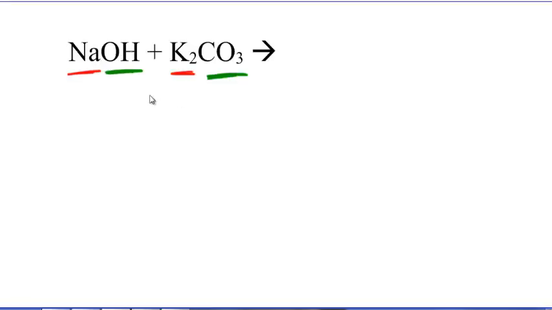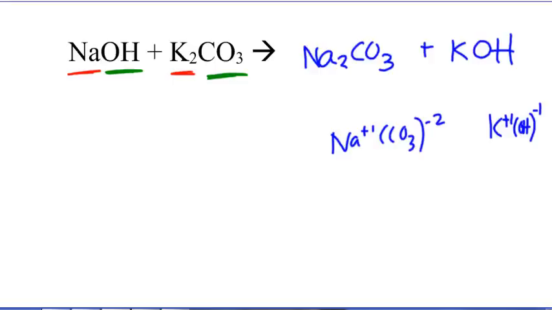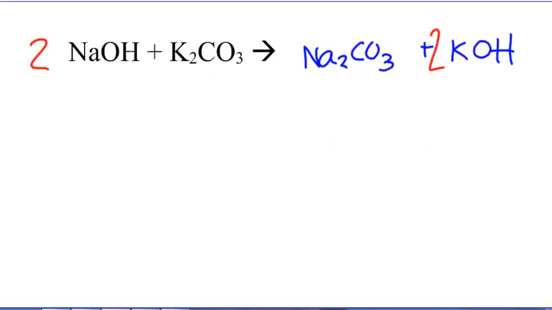The sodium and the potassium are your cations. They belong to the two anions now, hydroxide and carbonate. But when they're combined, they actually switch partners. So now sodium is with carbonate and potassium is with hydroxide. Paying attention to our charges, we write it out as Na2CO3 plus KOH. And now think about balancing. A 2 in front of the NaOH and a 2 in front of the KOH. Pause and try it out for yourself.